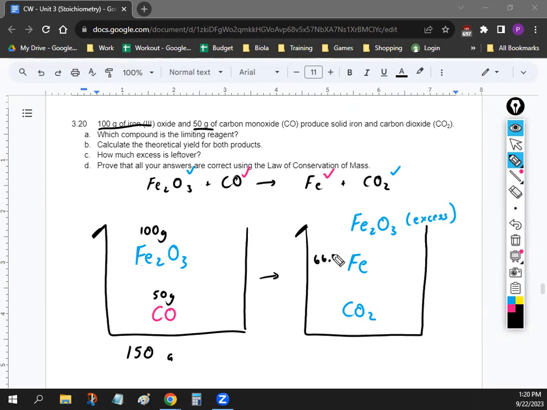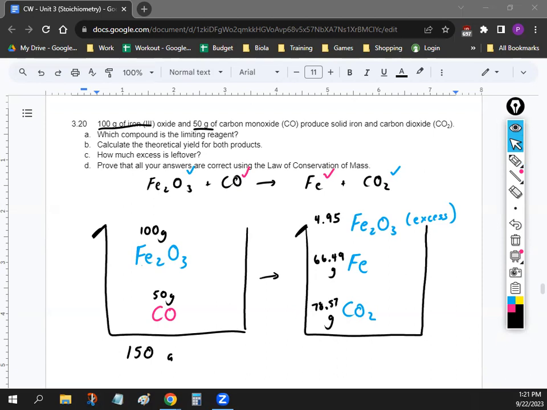Yeah, 66.49. How many grams of CO2 do we make? 78.57 grams. And how many grams of Fe2O3 do we say we have left over? 1.947. Yeah. About 4.9. And I got 5, but something like that. Okay. All right. So I want you guys to calculate how many grams of total product we have.